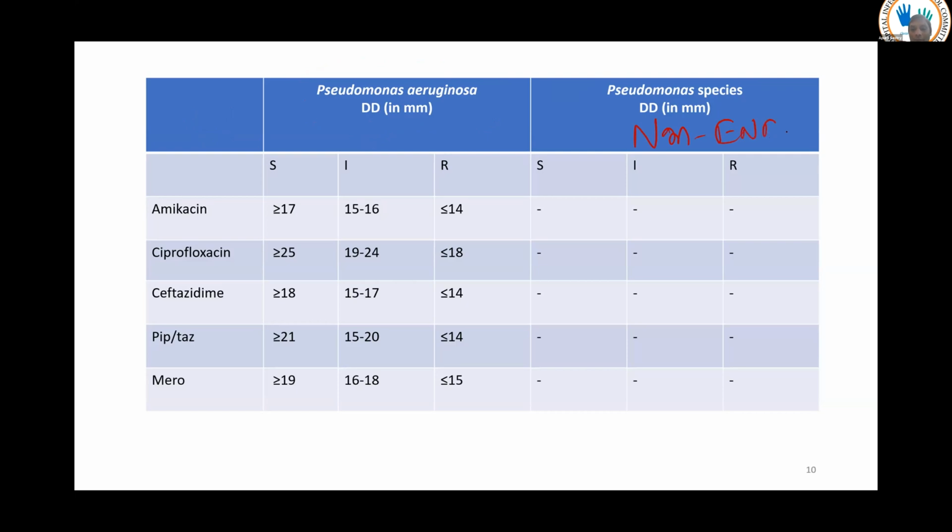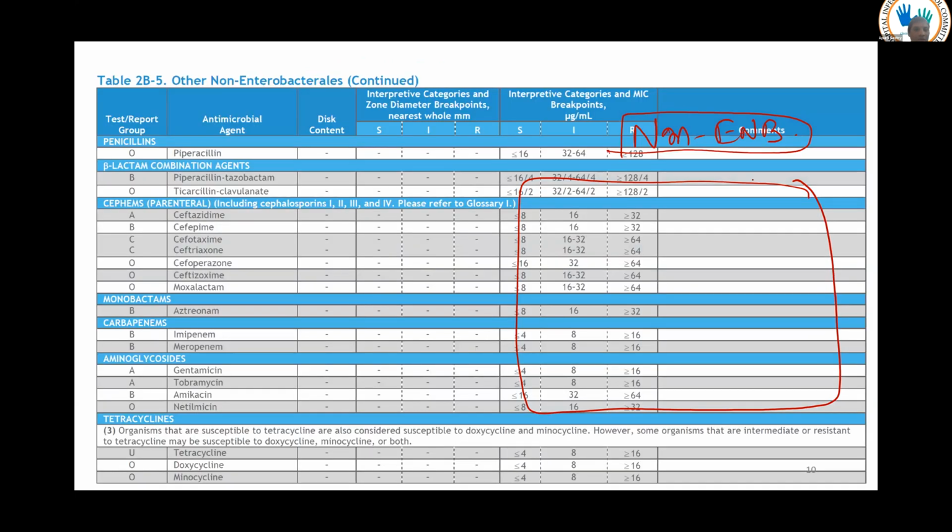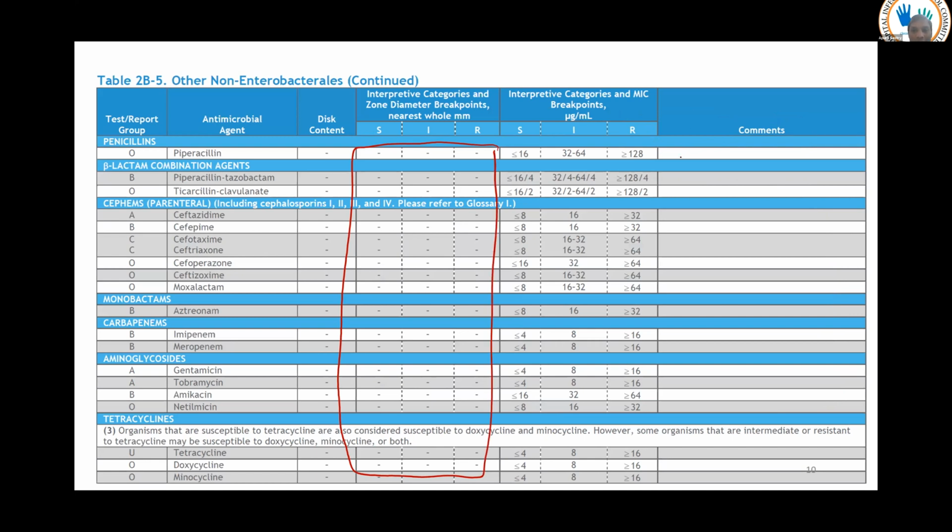non-enterobacterial breakpoint. If you open CLSI M100, you will realize that no disk diffusion breakpoints are available. This is the non-enterobacterial breakpoint table. You can see there are no diffusion zone diameters available. It can only be interpreted by MIC breakpoint. So what is the meaning of non-enterobacterial group? Of course, it will be discussed in detail under the gram negative coverage.